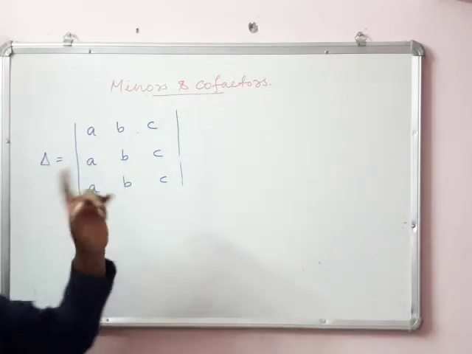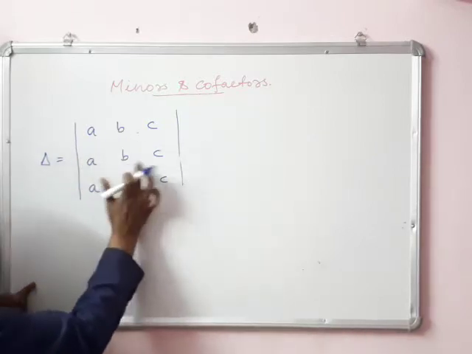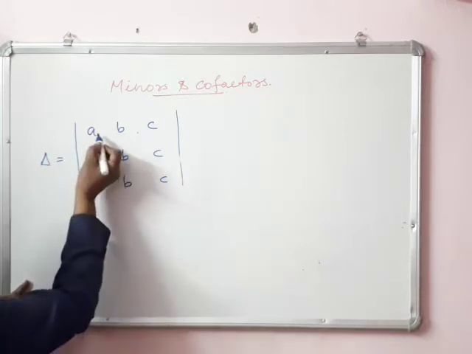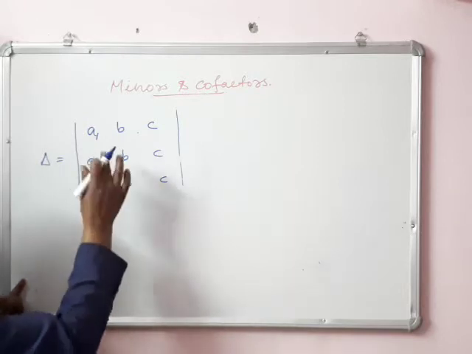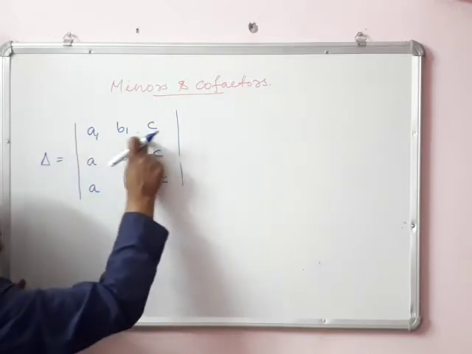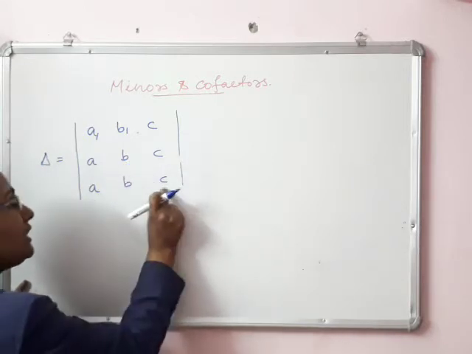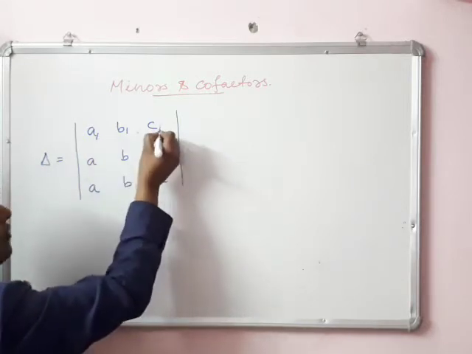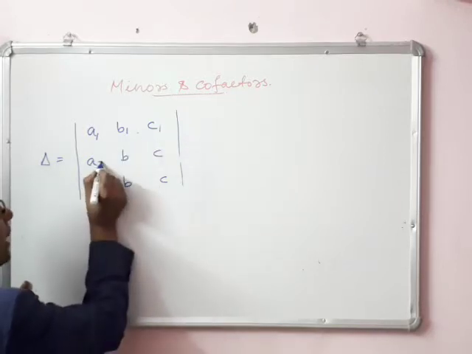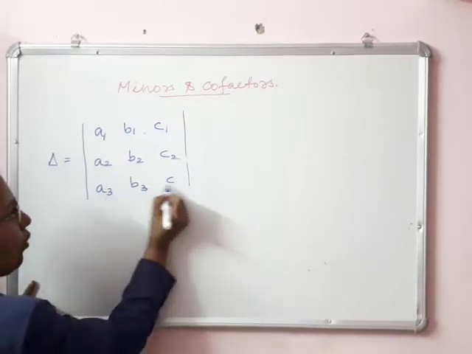Let us consider one determinant with entries a, b, c in each row. Here I took a, b, c, a, b, c, a, b, c for identification. This is the first element in the first row, this is the second element in the first row. This a, b, c is in the first row, this is in the second row and this is in the third row. So we can give a1, b1, c1, which means it is in the first row; this a, b, c is in the second row, and this one is in the third row.